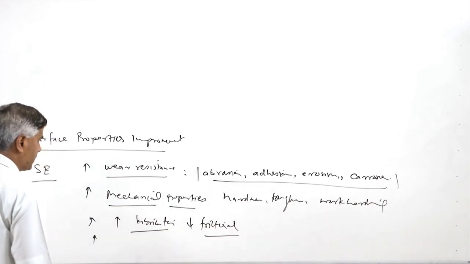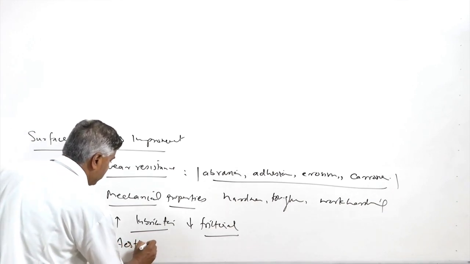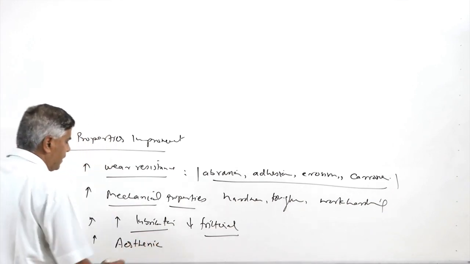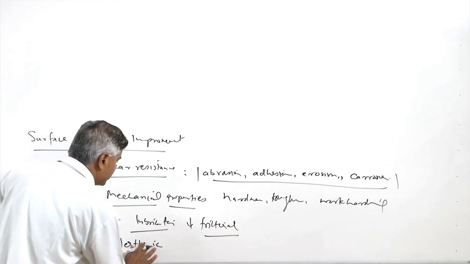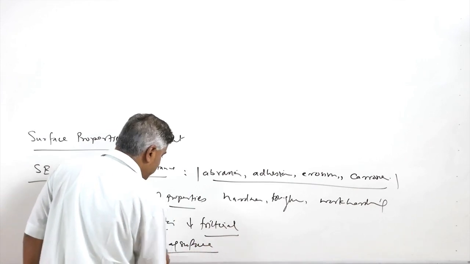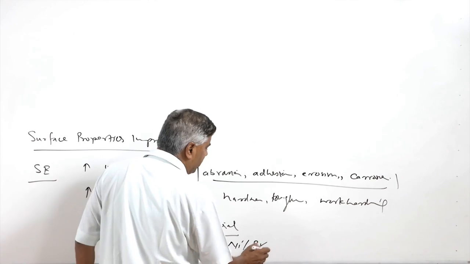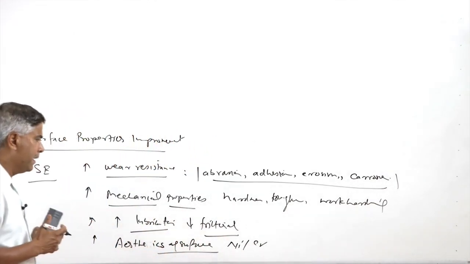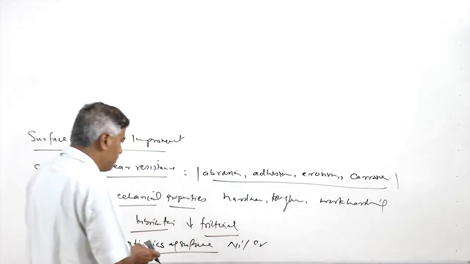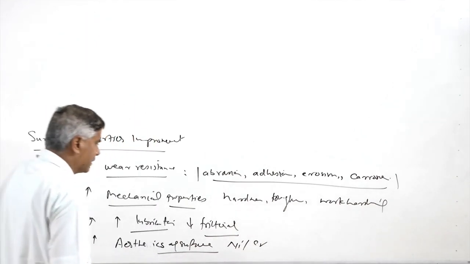Then another purpose is to improve the aesthetics of the components, so that the surfaces look good. For this, coatings of nickel and chromium are commonly applied, so they look smoother and better in appearance, improving the surface characteristics.